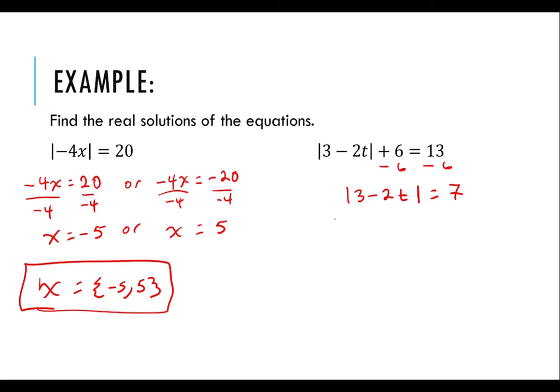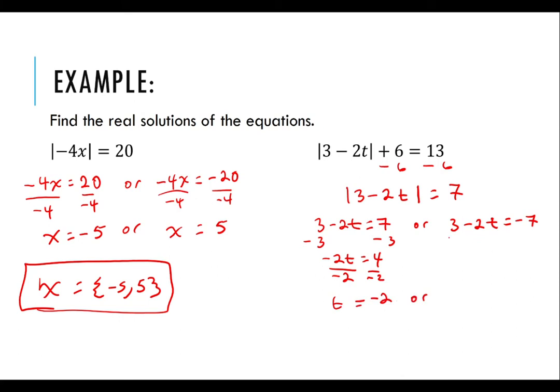Then what do we do? We break it into two cases. 3 minus 2t could equal positive 7, or 3 minus 2t could equal negative 7. Then we just need to solve for t. So minus 3, negative 2t is equal to positive 4. Divide by negative 2, divide by negative 2. t is equal to negative 2.